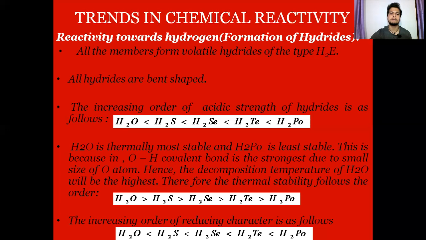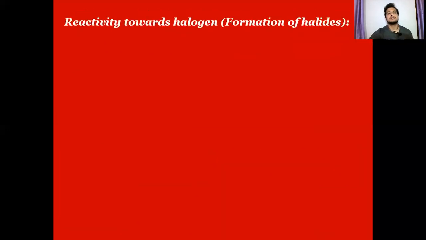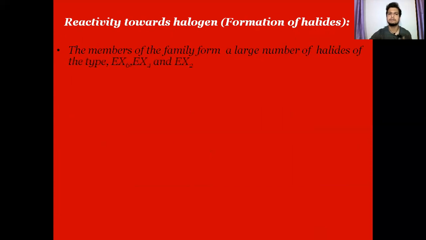So a very important topic. Remember that. That is how we understand the trends in chemical reactivity if we talk about the formation of hydrides, and how they vary in their chemical or physical properties. Then reactivity towards halogens. Obviously when they react with halogens, they form halides. So what kind of halides do they form? They form a large number of halides.